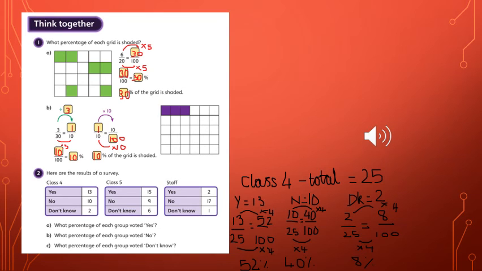2 people voted don't know, so that's 2 out of 25. And again, I'm trying to get to 100, so I've got to times 25 by 4 to give me 100, which means I also have to times 2 by 4, which gives me 8, so I know that 8% of people voted don't know. So now I've shown you what to do with class 4. Have a go at class 5 and staff on a piece of paper and see how you get on.